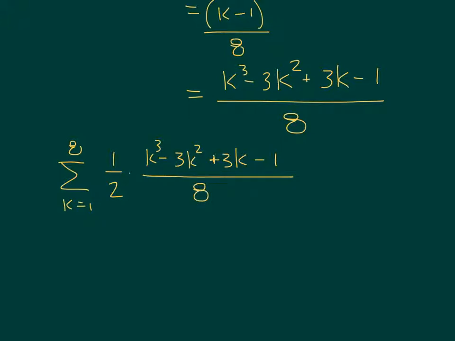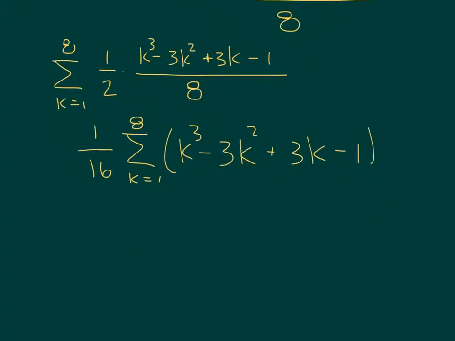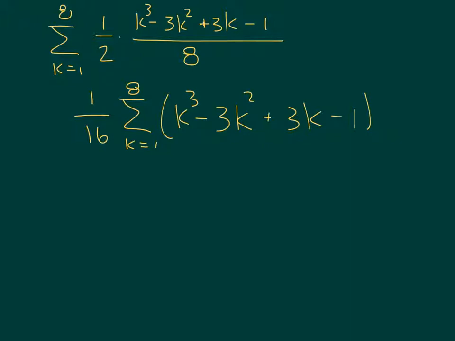And I'm going to look at the fact that I have 16 in the denominator, and I'm going to factor out a 1/16 and worry about that later. So I have 1/16. k goes from 1 to 8. And again, now I just have k cubed minus 3k squared plus 3k minus 1. And I'm going to split that up. Then I'm going to skip some steps now. So I know I'm going to have 1/16. I know I'm going to have sigma k cubed.